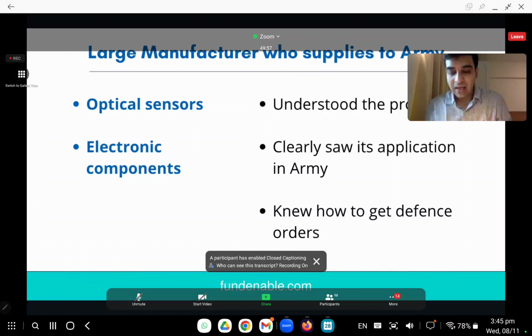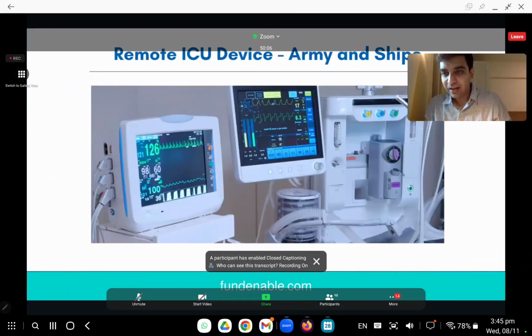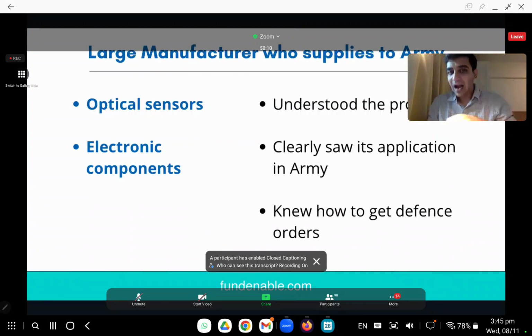And therefore, a large manufacturer who already supplied to the armed forces was the one who invested in this particular venture, right? Not related to any venture capital fund, nothing. An SME actually invested in a startup which was looking to raise a round of capital. What do I mean by this?